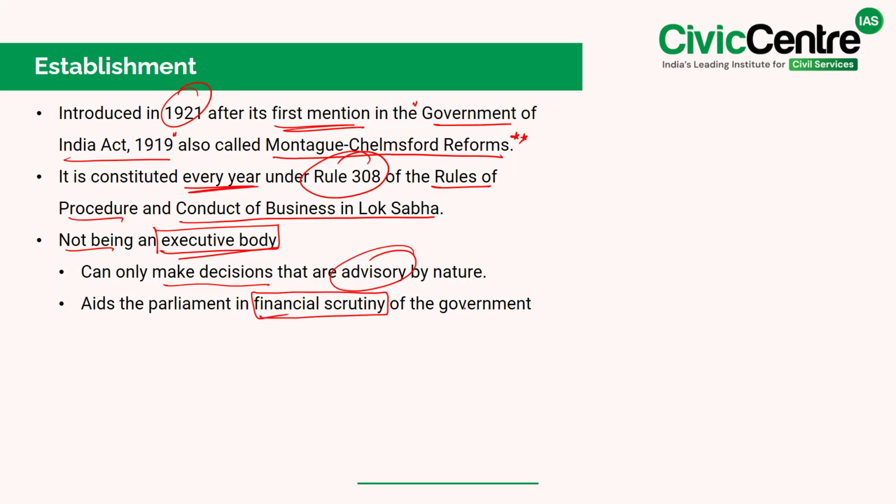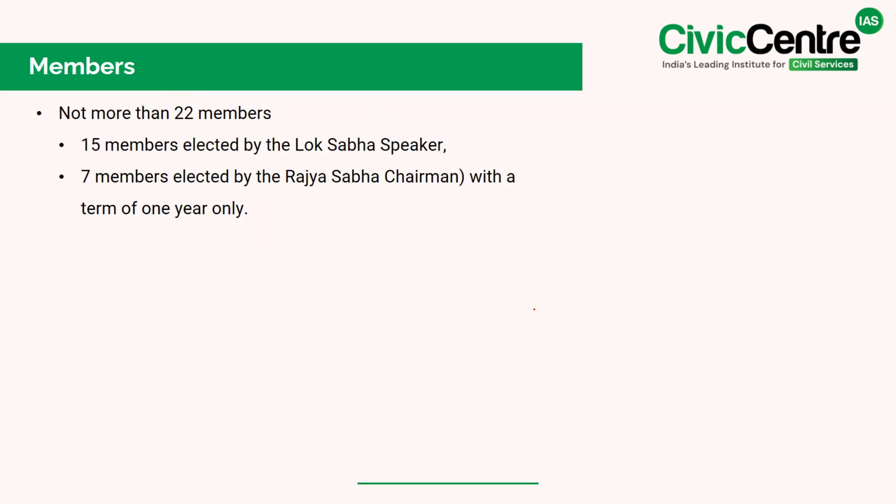Now, if we see the composition, the PAC, that is the Public Accounts Committee, consists of a maximum of 22 members, and among them 15 members are elected by the Speaker of Lok Sabha, while 7 members are chosen by the Chairman of Rajya Sabha. Each of these members serves a term of only 1 year, ensuring regular rotation and fresh perspectives in the financial oversight.